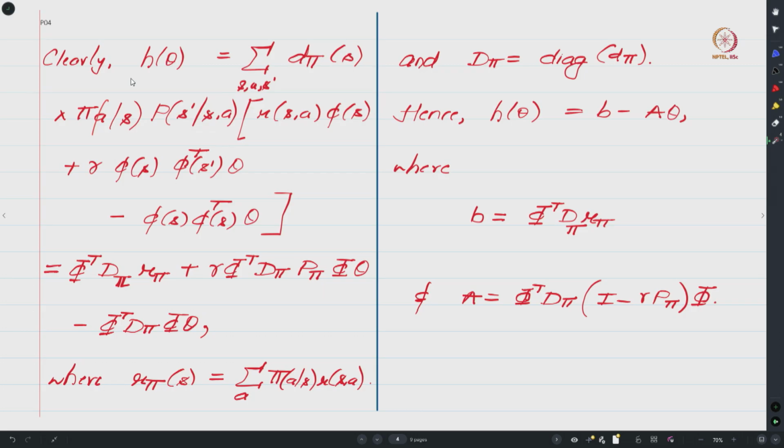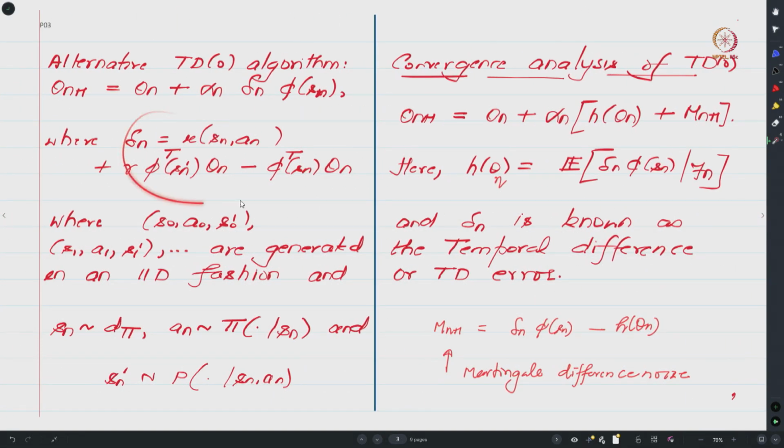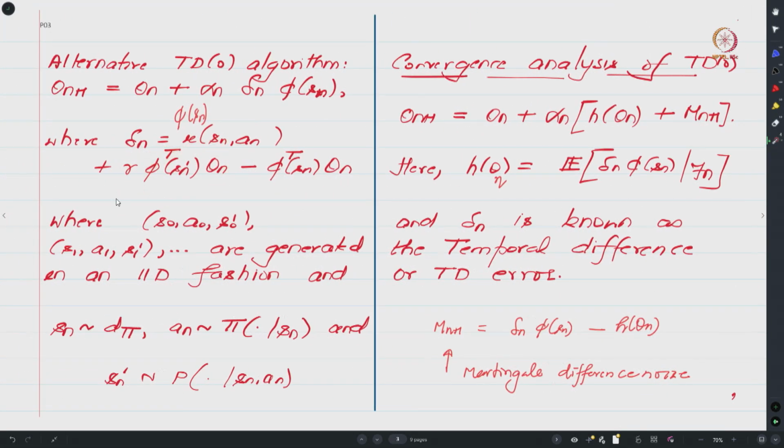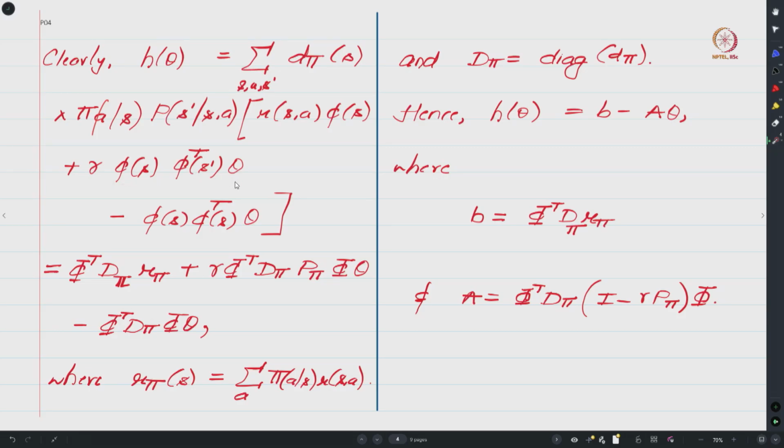h of theta is basically the sum over these terms multiplied by the term that we had in the update rule, which is r(s,a) phi of s plus gamma phi of s prime transpose theta minus phi of s transpose theta. So whatever is your delta n, I have multiplied by phi of Sn over here. If I multiply phi of Sn over here, you can see that this expression is what appears over here, and similarly this is the expression that you will end up with, and this is the last expression that you will end up with.